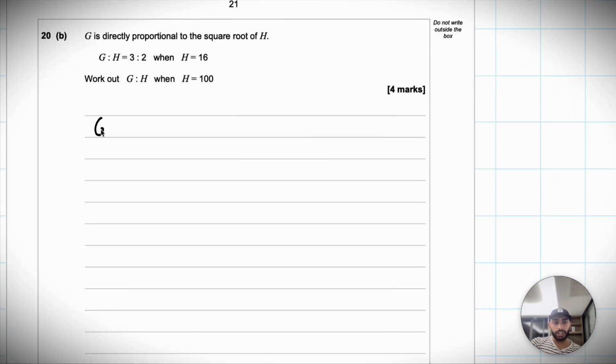Part B. G is directly proportional to the square root of H. This symbol just means it's proportional to this. G to H is 3 to 2 when H equals 16. So H is 16 right now. If I multiply that by 8 and I multiply that by 8, 3 times 8 is 24. So the ratio of G to H is 24 to 16. Work out G to H when H is 100.